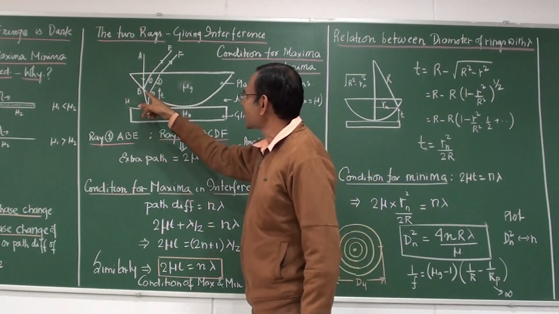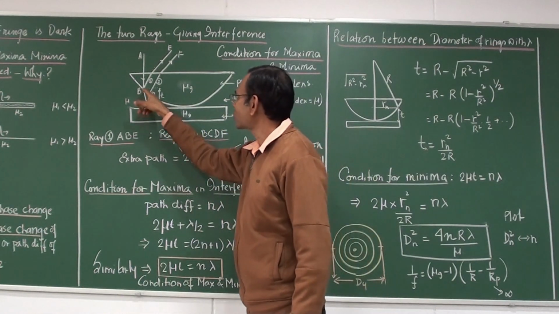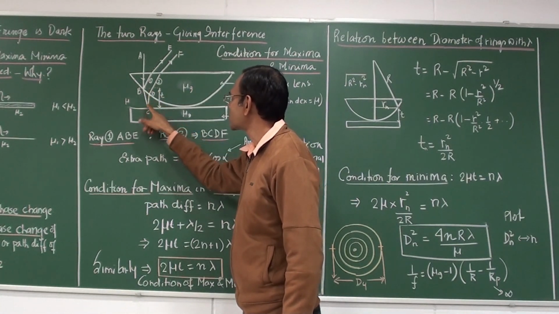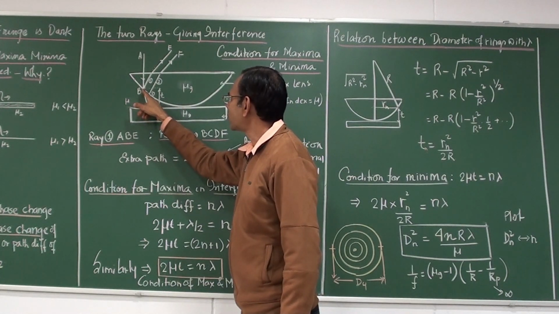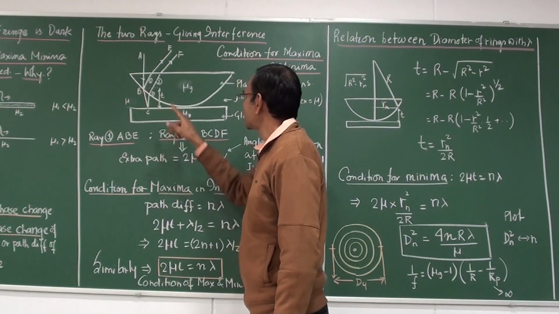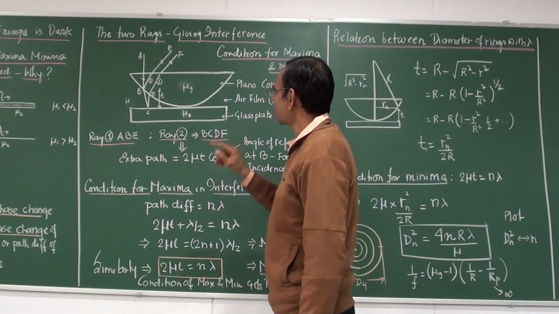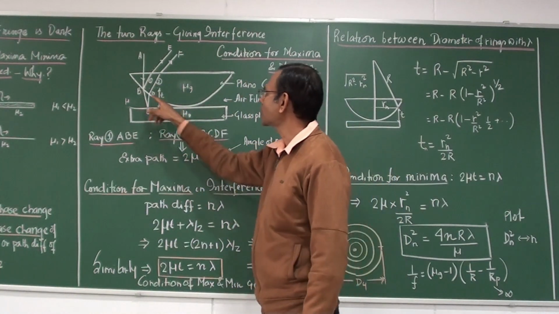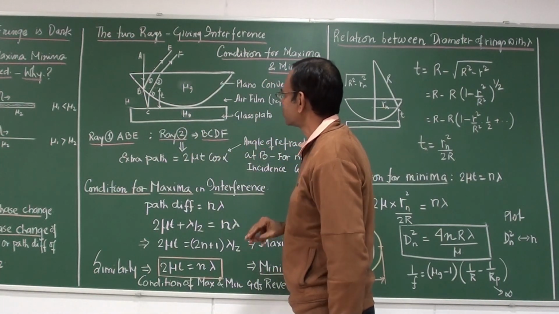Now what is the extra path travelled by ray 2? If we approximate the film thickness as t, suppose this is t and this is t, and it undergoes a deviation from the normal, because of refraction, by the angle alpha, so cos alpha. So the extra path it travels is 2 mu t cos alpha. Alright, 2 mu t cos alpha. That is the extra path it travels, where alpha is the angle of refraction.